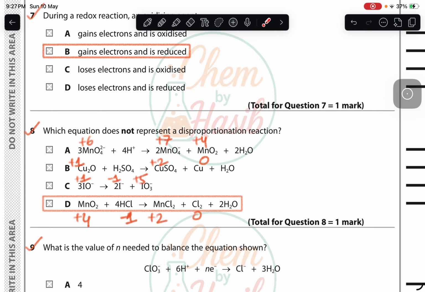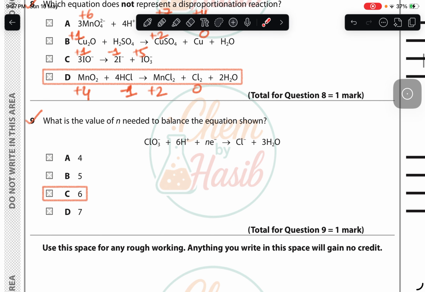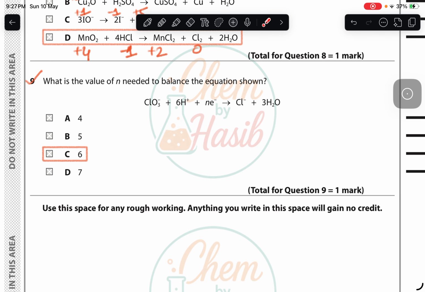Okay. Now we move on to question number 9. It says, what is the value of n needed to balance the equation shown? It's very easy. On the left hand side, what is the total charge? On the left hand side, there's -1, and there are 6 protons, so that's +6, 1 plus 1 into 6, that is plus 6, and that's minus 1. So the total charge on the left hand side is plus 5, right?